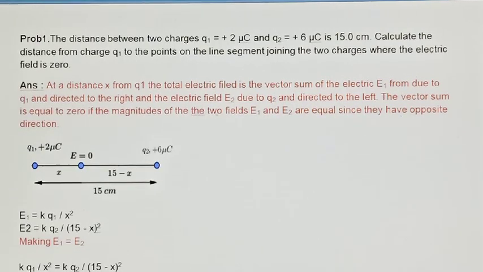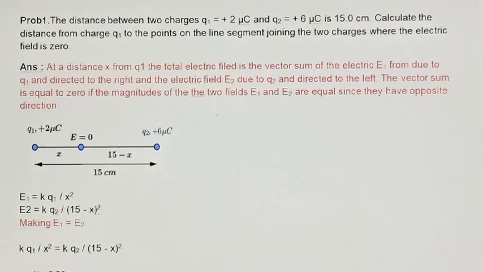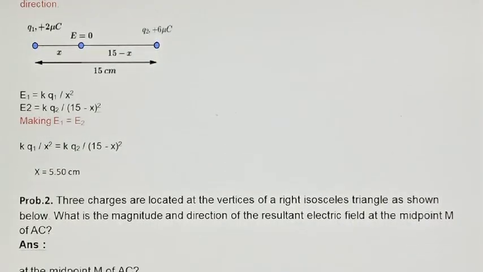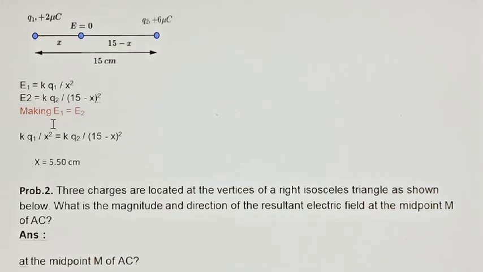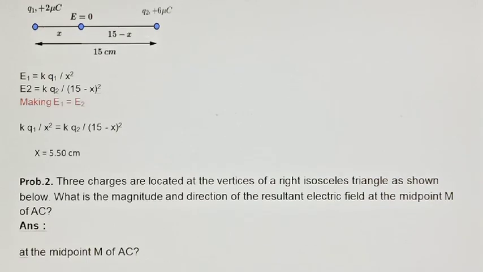Clear? So you can see this, making E1 equal to E2. E1 you can get it like this, E2 you can get it like this. So E1 is equal to E2. So x is equal to 5.50 centimeter. You can verify this.